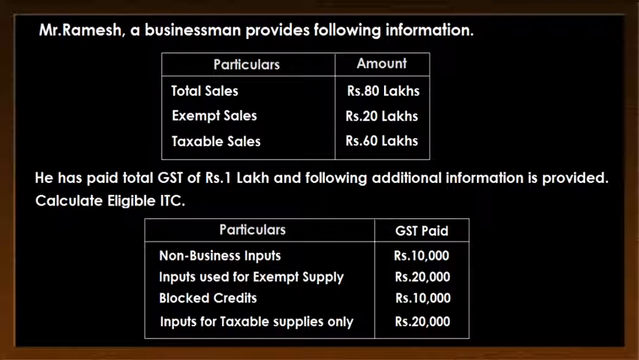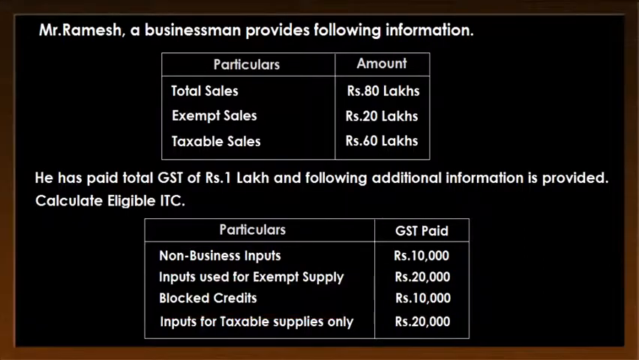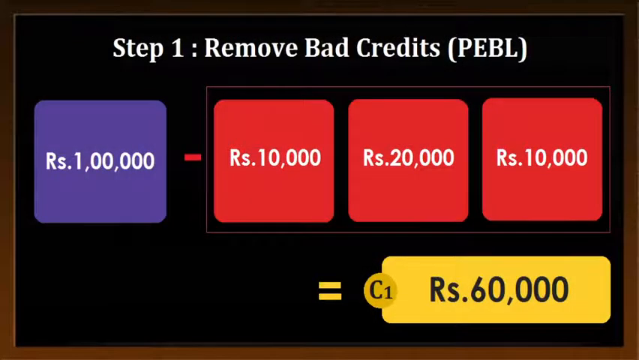Next is BL, that is blocked credits. In the problem, have they mentioned any blocked credit item which was purchased? They told blocked credit 10,000 rupees. So now fill up 10,000 rupees under blocked credits. So you got P, you got E, you got BL. It is 10,000 plus 20,000 plus 10,000. So the total is how much? 40,000 rupees.